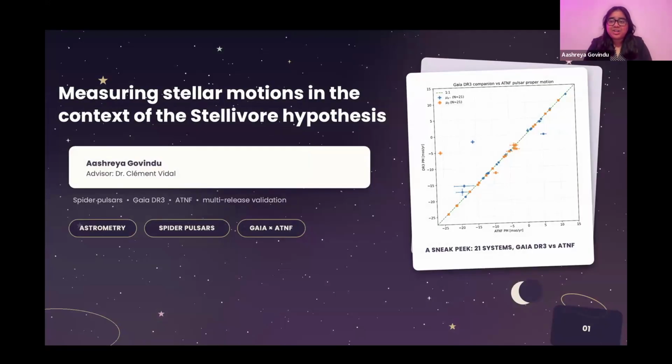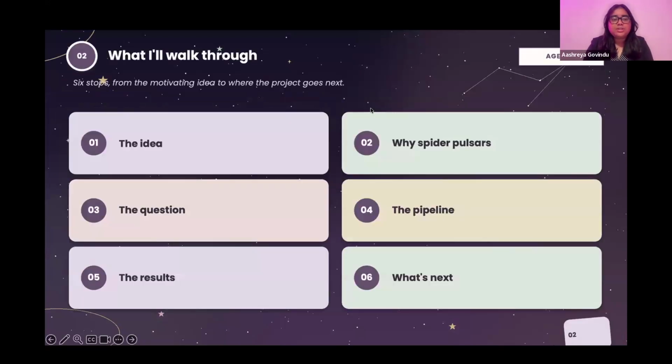My name is Aashreya Govindu, and today I'm presenting my work this summer on measuring stellar motions in the context of the stellivore hypothesis. So just a quick agenda of what I'm going to be going through today: the idea, why I use spider pulsars, the question, the analysis pipeline, the results so far, and what we plan to do next.